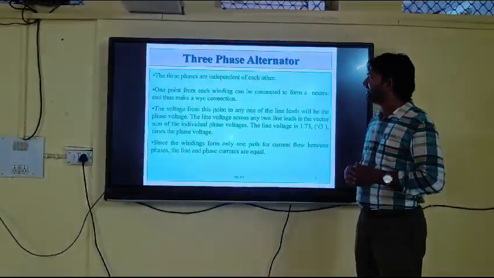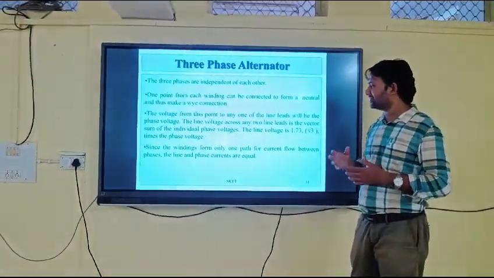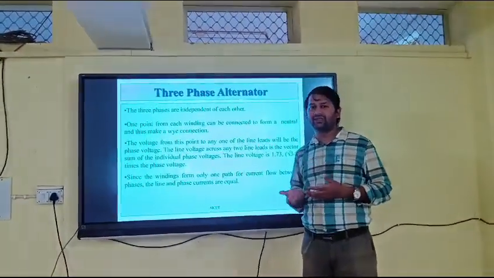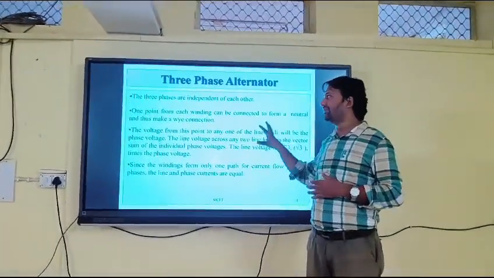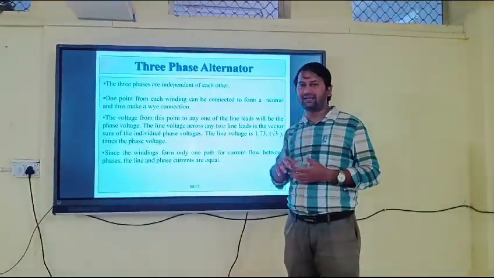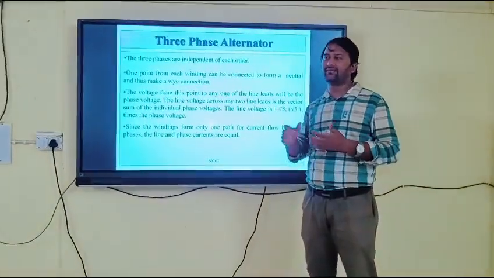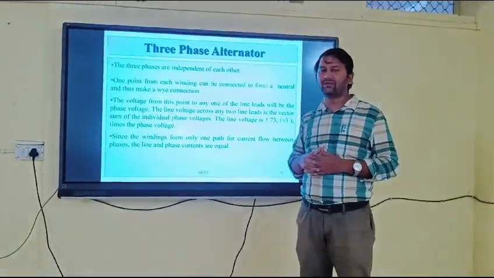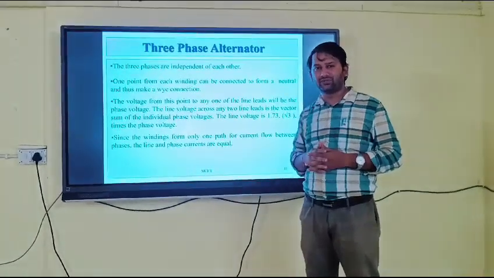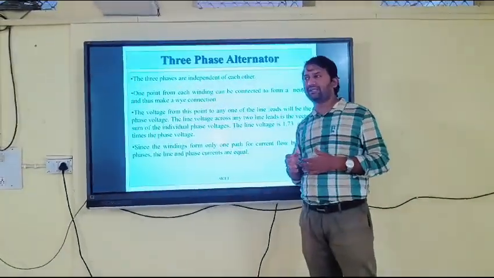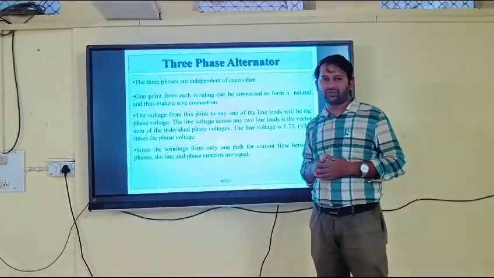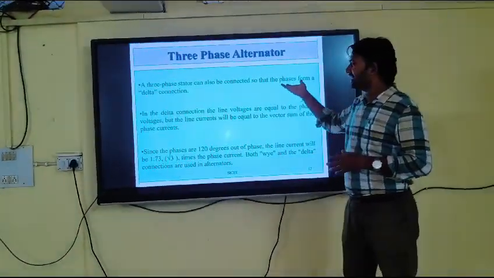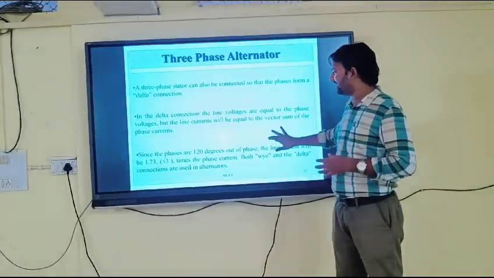Next slide. In a three-phase alternator there are two types of voltage: phase voltage and line voltage. A three-phase connection is of two types: star connection and delta connection. In both connections, the line and phase quantities are different. In star connection, the line voltage is equal to √3 times the phase voltage, and the line current is equal to the phase current. But in delta connection, it is opposite. In delta connection, the line voltage is equal to the phase voltage, and the line current is equal to √3 times the phase current.